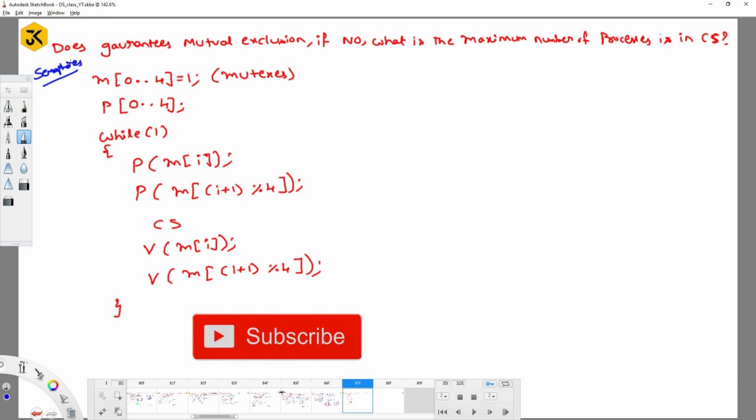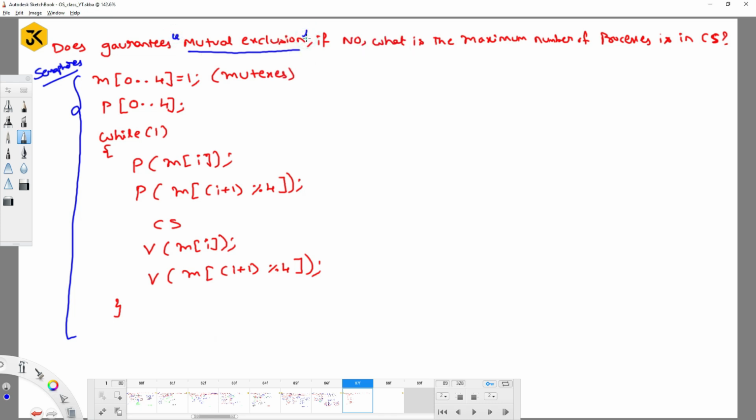Let's see one of the questions on the concept of semaphores. Does this guarantee mutual exclusion? They have given a few lines of code and they are asking whether it will satisfy mutual exclusion or not. If it is not satisfied, what is the maximum number of processes in the critical section? Fine. So to solve this question, we have to analyze it.